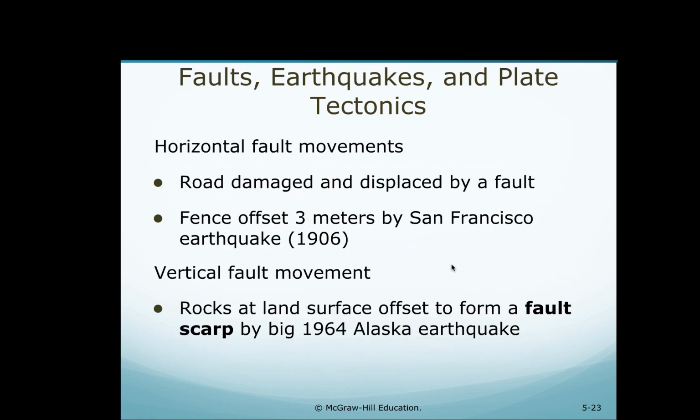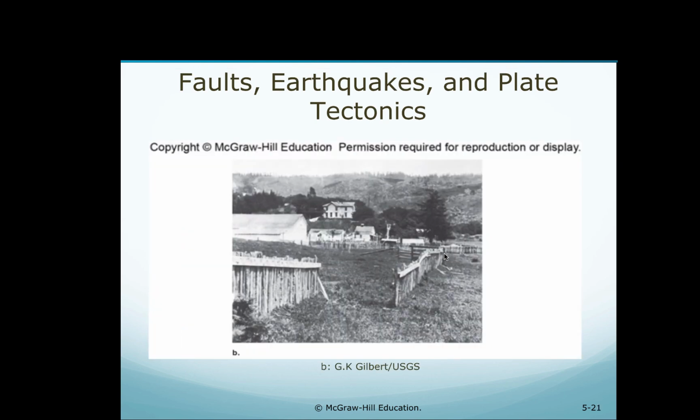Horizontal fault movements. Remember in the picture, the road was damaged and displaced by a fault. There's a fence that had moved 3 meters in the San Francisco earthquake in 1906. We'll go back and look at this. There's the fence. That's how much it moved. That's quite a bit, isn't it?